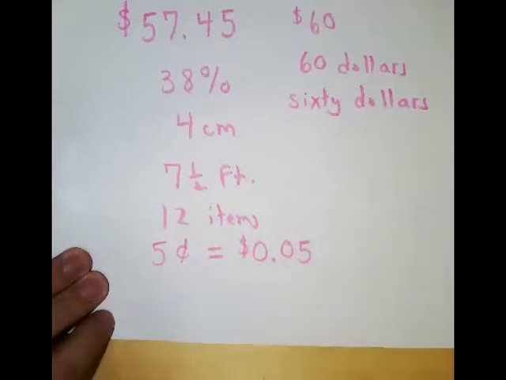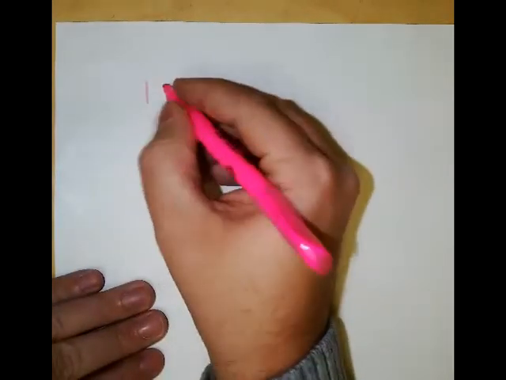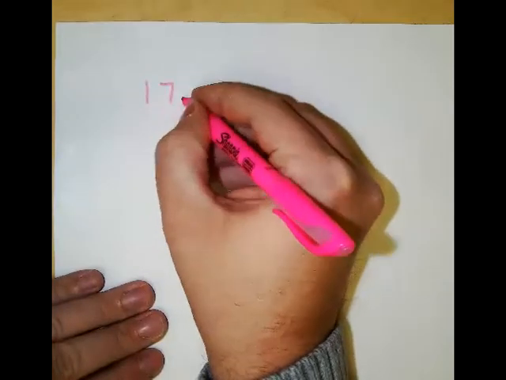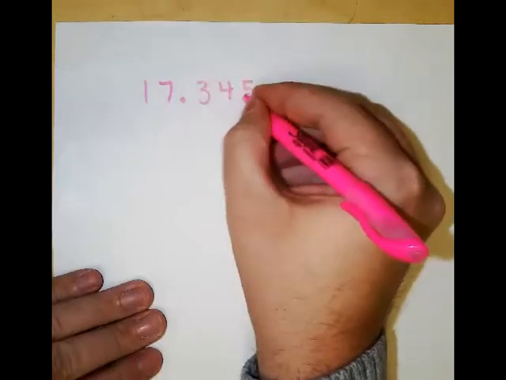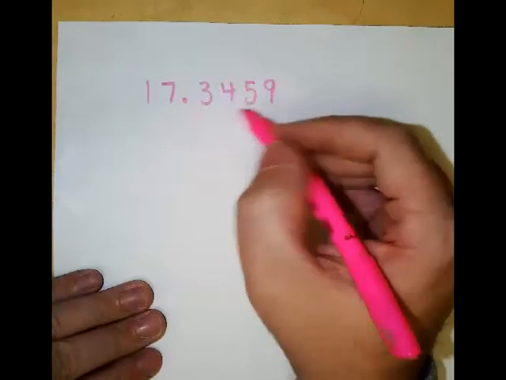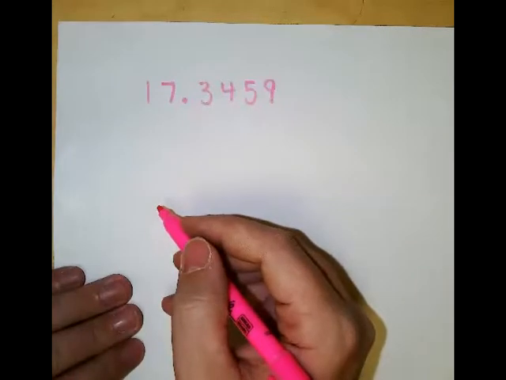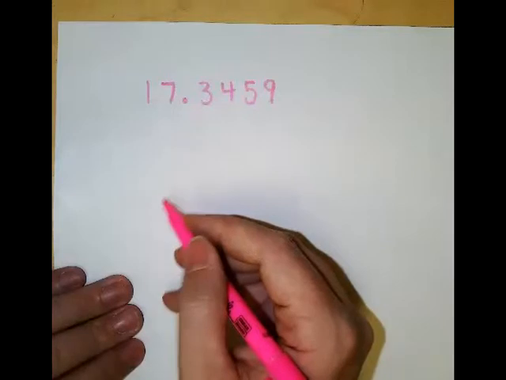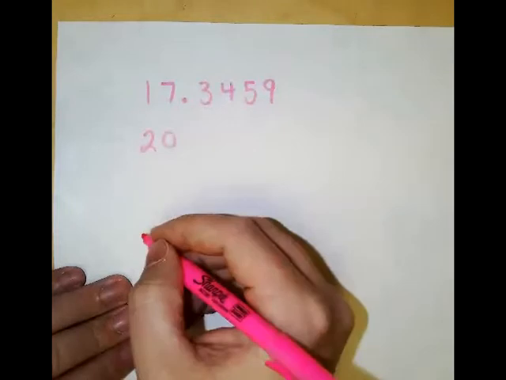The other thing I wanted to mention was rounding and precision. If I have this number, 17 and 3,459 10,000ths, and if I want to round it, my decimal point matters, and what goes after it matters when we're dealing with rounding. That's a precision issue. And so if I'm rounding this to the nearest 10, I'm going to have 20.